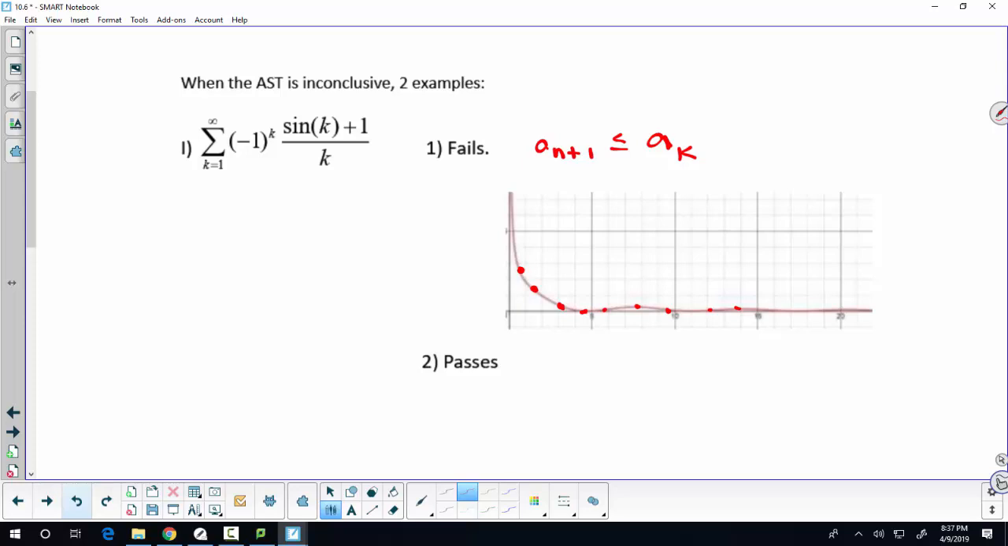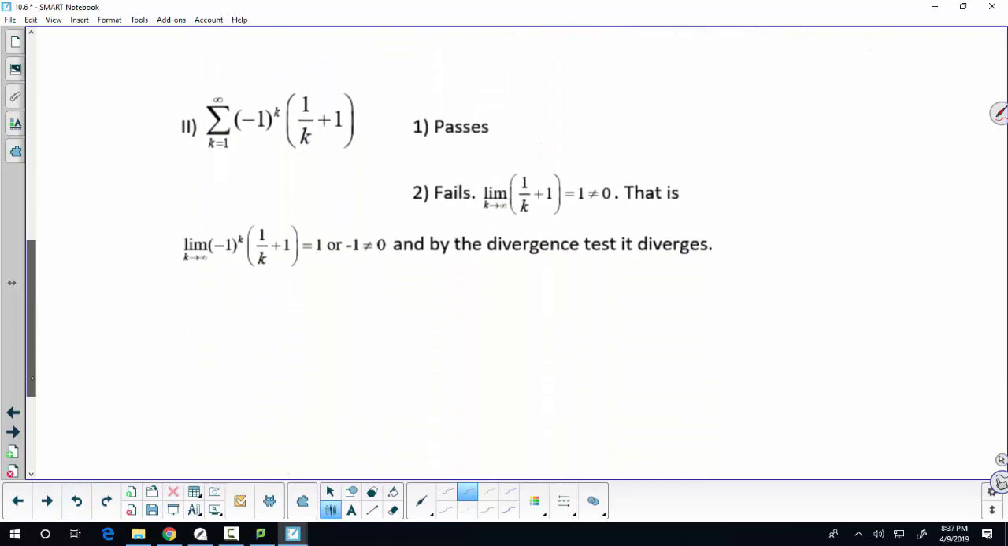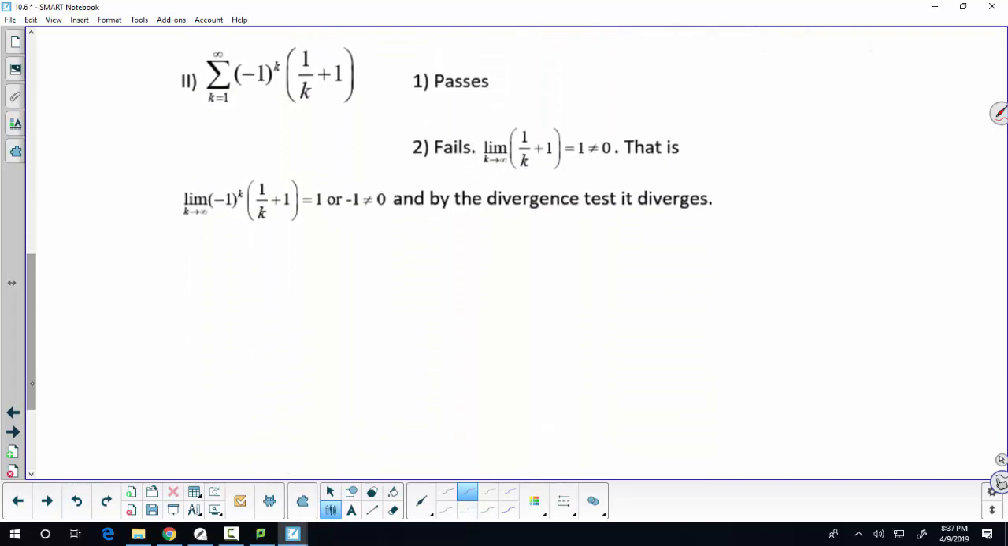The terms of the series, sine k plus 1 over k, do approach 0, so it does pass that condition. The second example is where it passes the terms being non-increasing, but the limit of a sub k doesn't equal 0.